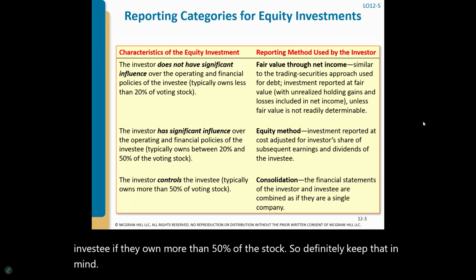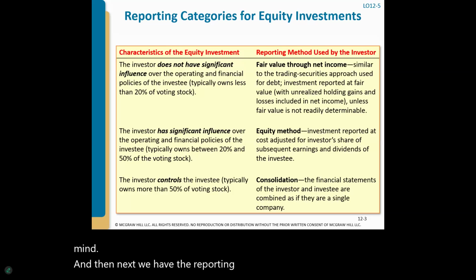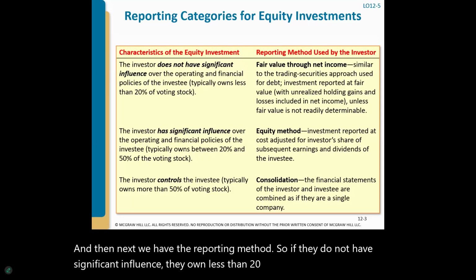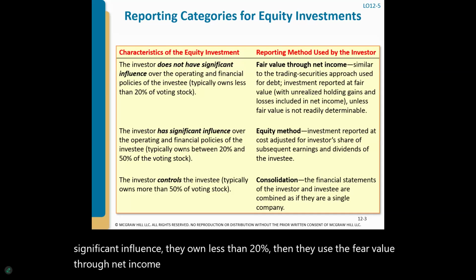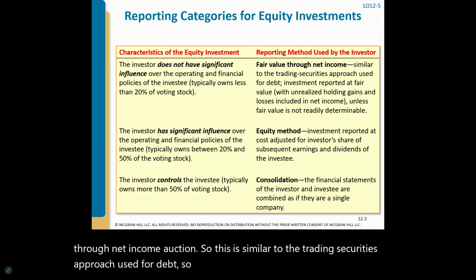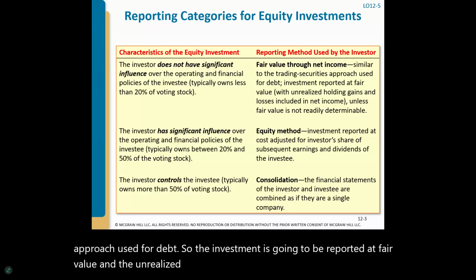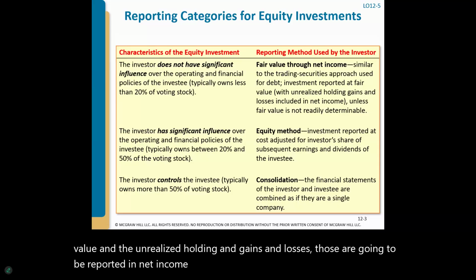And then next we have the reporting method. If they do not have significant influence, they own less than 20%, then they use the fair value through net income option. This is similar to the trading securities approach used for debt. The investment is going to be reported at fair value, and the unrealized holding gains and losses are going to be reported in net income unless the fair value is not readily determinable.